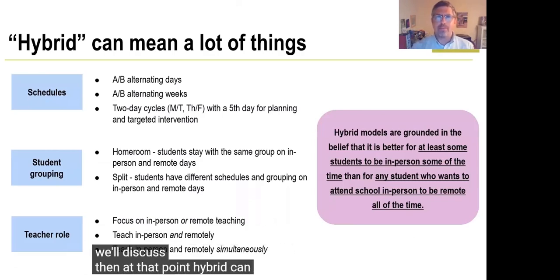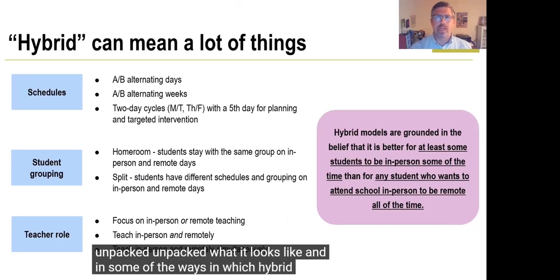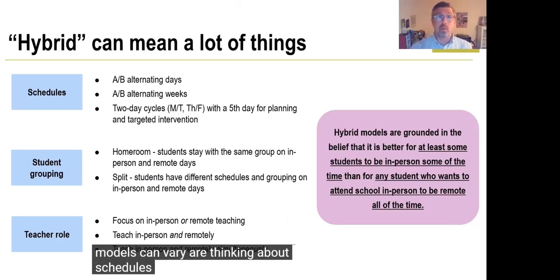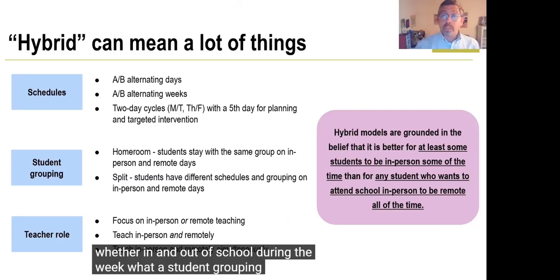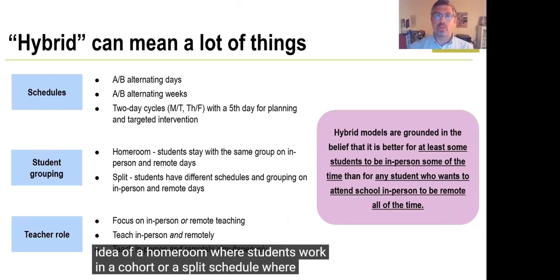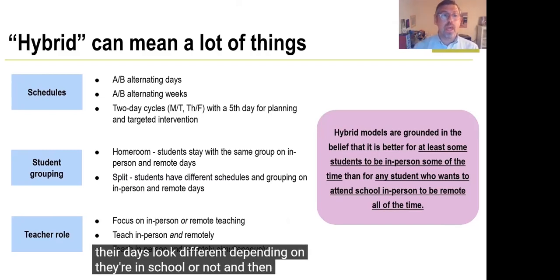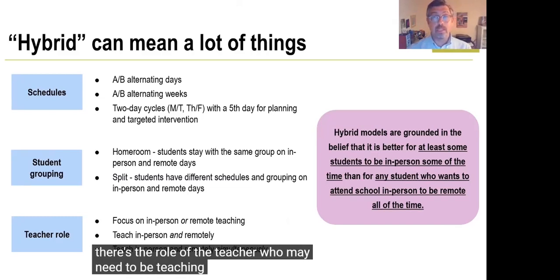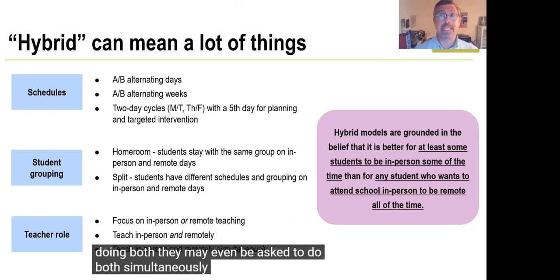So to that point, hybrid can mean a lot of different things. And it was one of the biggest areas of learning for us as we unpacked what it looks like. Some of the ways in which hybrid models can vary are thinking about schedules. So are students coming every other day, every other week, or their 2-day cycles, where they're in and out of school during a week? What does student grouping look like? And we'll talk a little bit about this idea of a homeroom where students work in a cohort, or a split schedule where students might work in a cohort, but their days look different depending on if they're in school or not. And then there's the role of the teacher, who may need to be teaching in person, may need to be teaching remotely, may need to be doing both, and may even be asked to do both simultaneously.